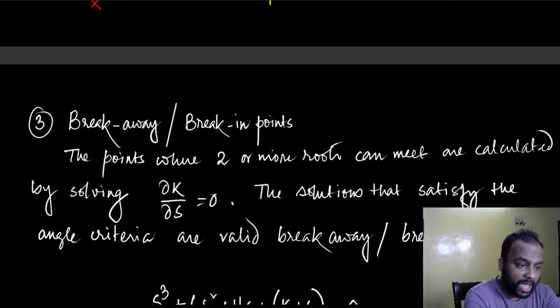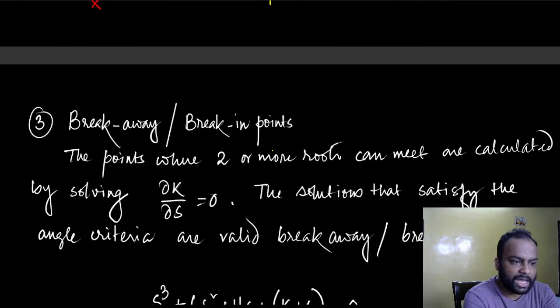The other thing might also happen in a similar fashion: two roots coming from two different directions, that previously broke away, meet at a certain point, most likely on the real axis, but they could also meet anywhere in the S plane. And after meeting, they would travel in other directions like that. Those points are called break-in points.